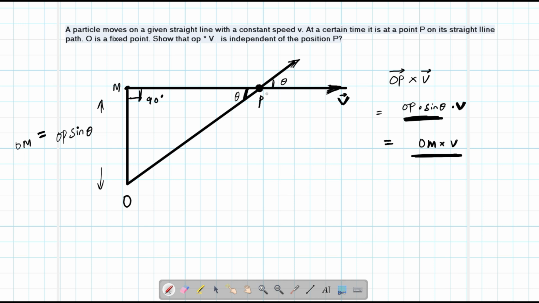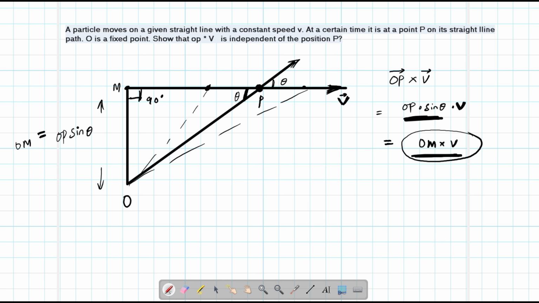So whatever be the position of P, this OM value remains constant. If P is at this point, or if P is at this other point, this OM value remains constant. If we shift the position of P, this OM value still remains constant. That's why OM into v, the final output, is a constant value.